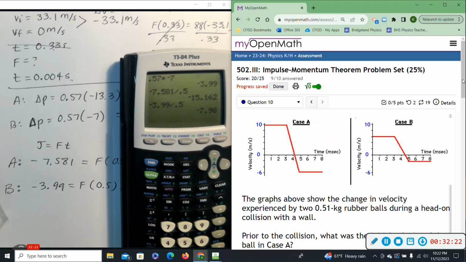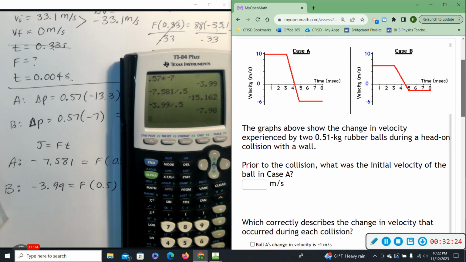Question 10, and the last question on this assignment. We have two graphs that plot velocity versus time, and two cases. In case A, an object is initially traveling 10 meters per second, and then it collides with something and is now traveling negative 6 meters per second. So it bounces and starts going backwards. Same thing here, except the initial velocity is only 6, and its final velocity is negative 2. But in both cases, there's a collision and a change in velocity where it's now in the opposite direction.